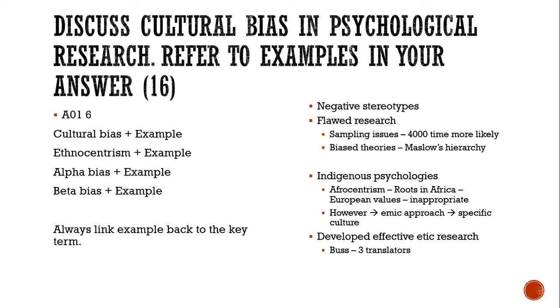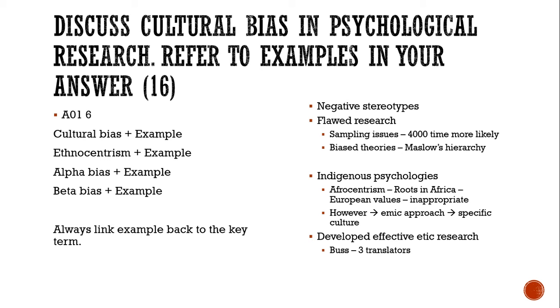So you would define cultural bias and give an example of it, define ethnocentrism, give an example of it, define alpha bias, example, beta bias, example, always linking it back, always making it really, really clear why that example is illustrating the key term. And I would be very, very careful because I have quite a few key terms to talk about, and it's only 6 marks for the AO1, so keep it focused, okay?